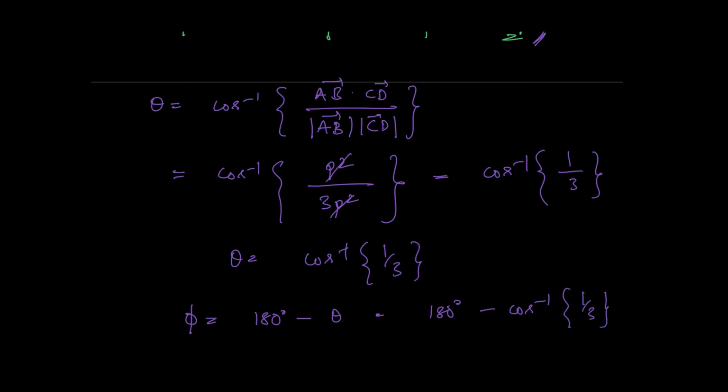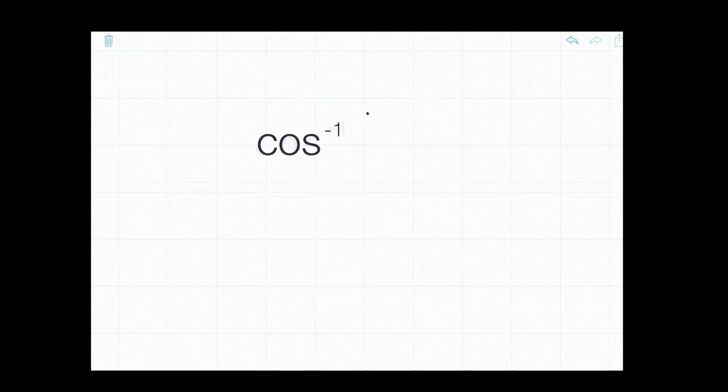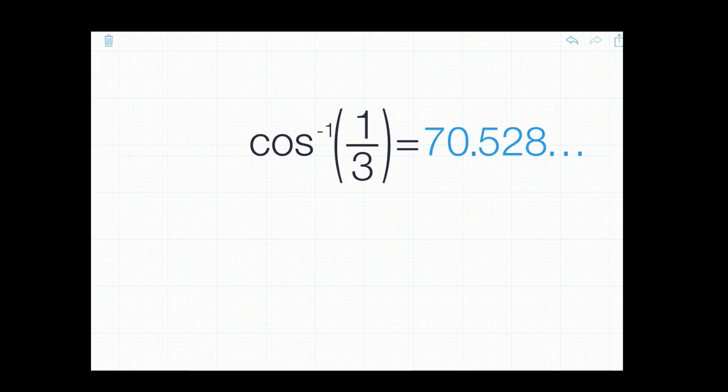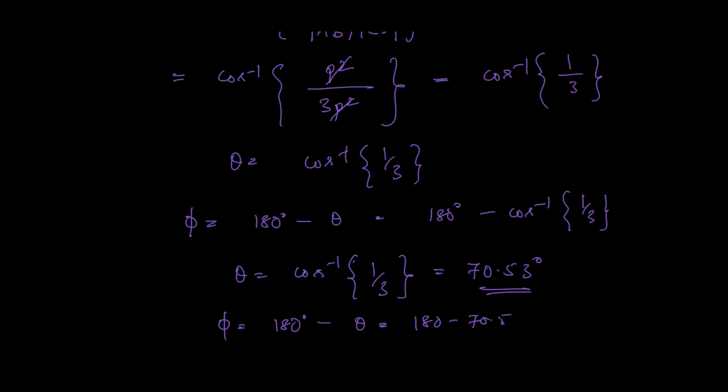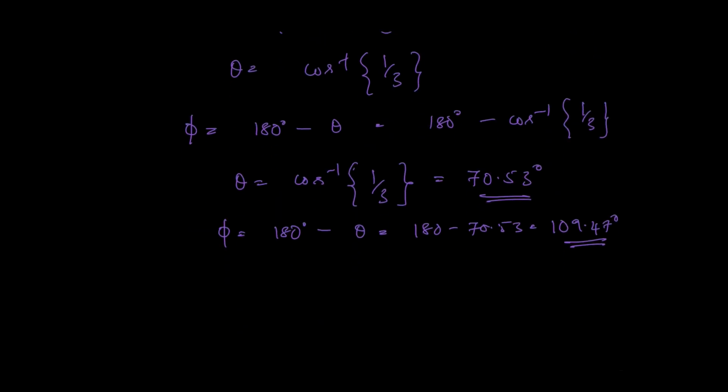Now we can go ahead and calculate this. So cos inverse of 1 by 3 is equal to 70.528 degrees. So theta is equal to cos inverse of 1 by 3, which is 70.53 degrees, and as a consequence we would then have to find phi, which is equal to 180 degrees minus theta, that is 180 minus 70.53, which is roughly about 109.47 degrees. So this gives us the value of both theta and phi, and it solves the problem to our satisfaction.